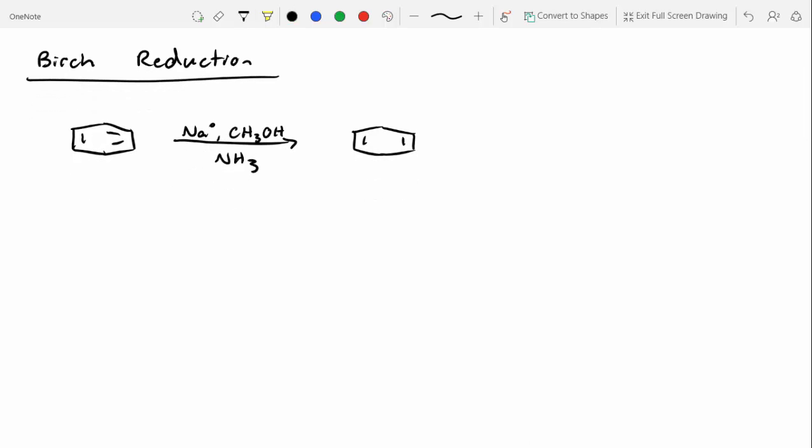So let's take a look at this. Does this look familiar to any other reaction that we've seen? What was the other reaction where we used sodium and ammonia? Yeah, if we want to get a trans alkene, we can take an alkyne and do dissolving metal reduction. So this is really similar to that, but it's with benzene rings. And so let's take a look at the mechanism.